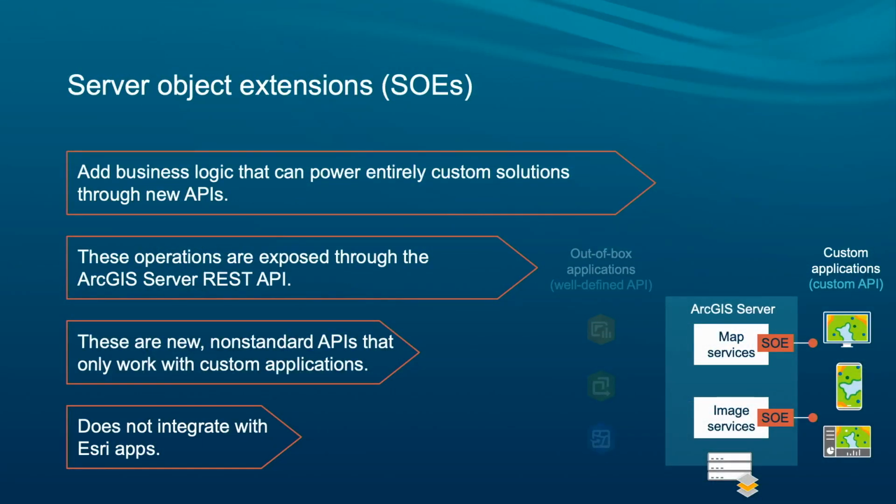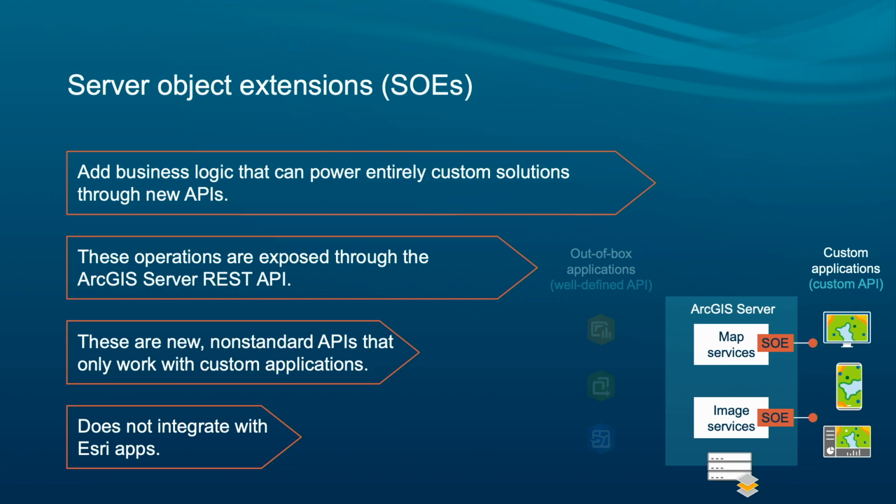We often talk about SOEs and SOIs being really similar, but they are two different things. So when we're talking about server object extensions, this is creating the ability to add business logic that can power entirely custom solutions through new APIs. Now, these operations are exposed to the ArcGIS Server REST API that I just told you about, and they are custom operations. Maybe you have your query, you have your export, but you want something that's called field calculation. It's a new REST operation that you add at that REST endpoint for the map services or image services there.